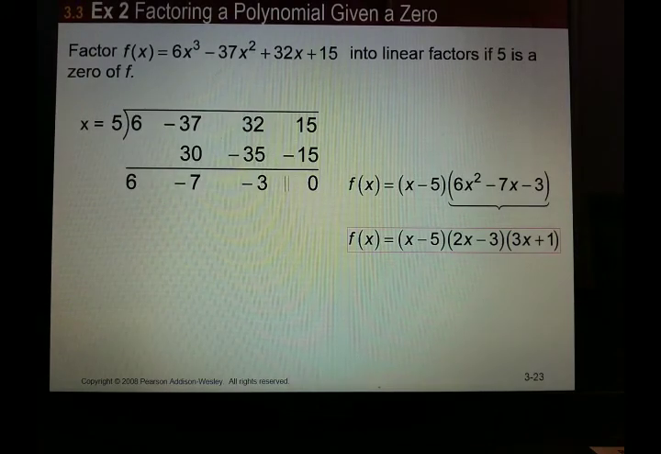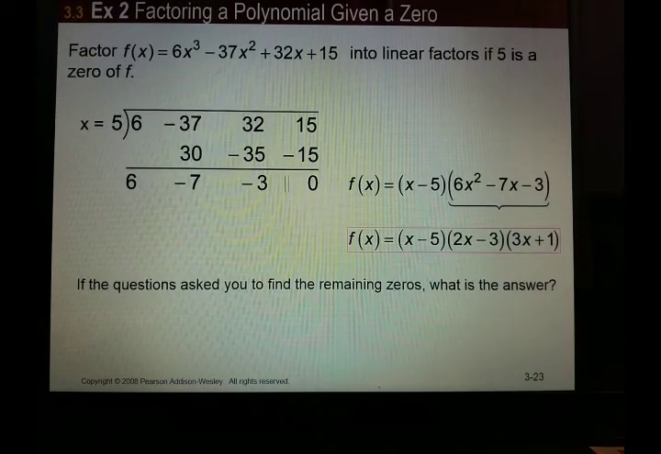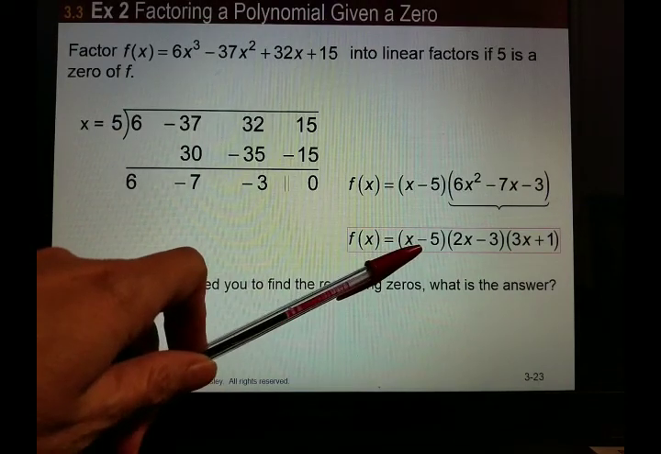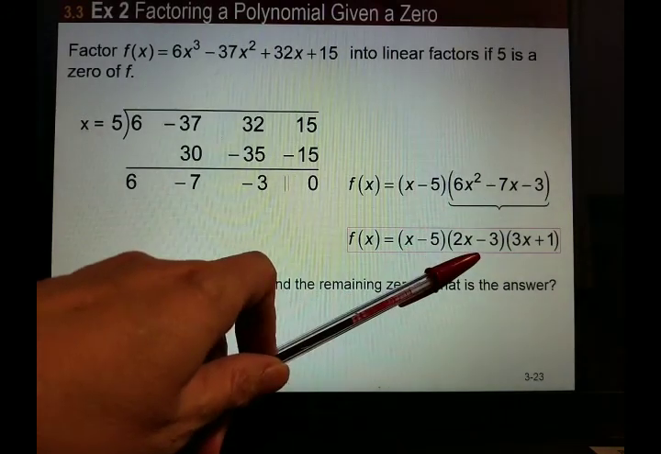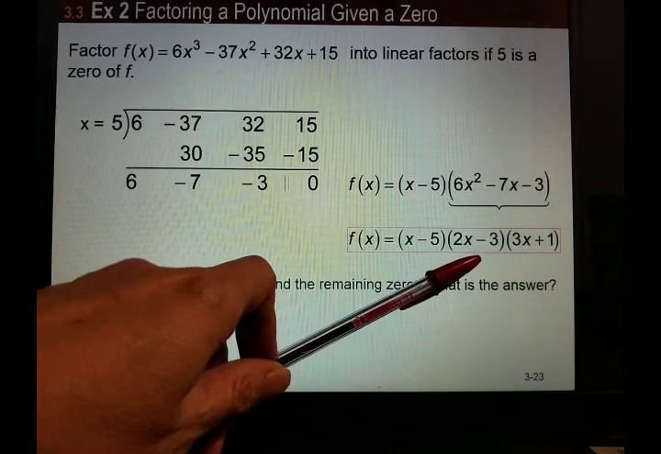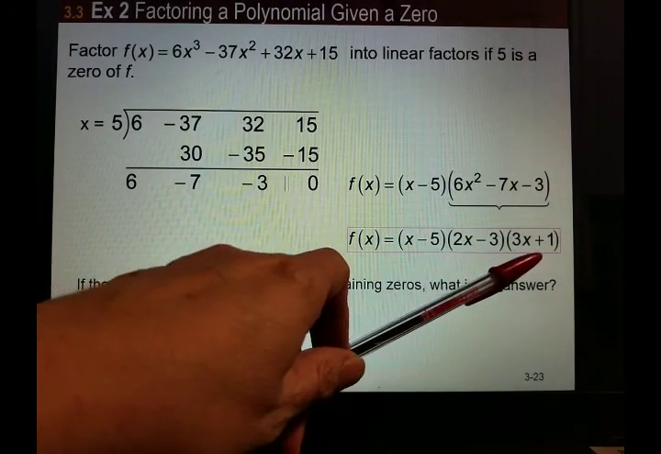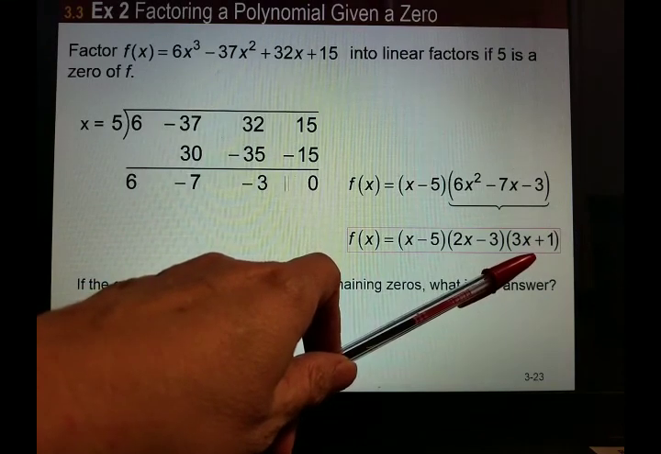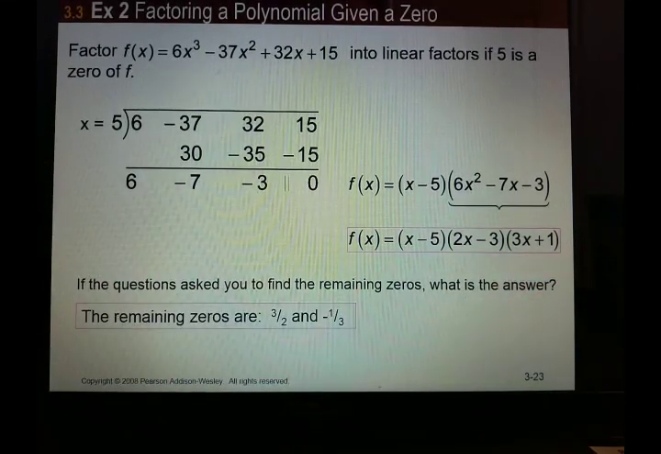Now, if the question had said to find the remaining zeros of the function, well, we already told that x equals 5 was one of the zeros. You would then take 2x minus 3 equal to 0, and you would get x to be 3 halves. 3x plus 1 equal to 0, and you get x is negative 1/3. So again, if the question said what was the remaining zeros, then your answers would be 3 halves and negative 1/3. If it said find all of the zeros, then you would include the original 5 in your answer.